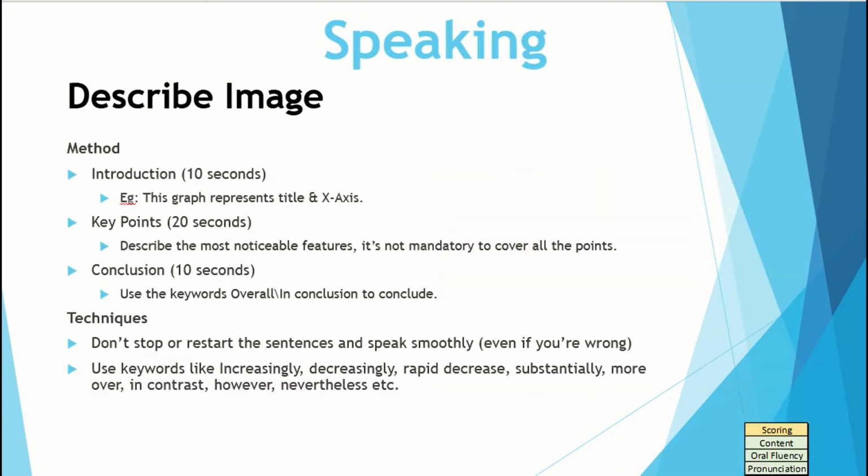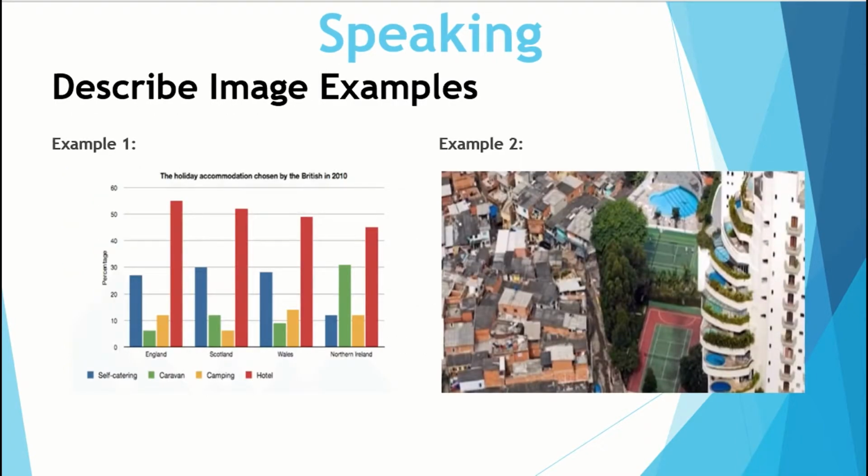Now we move on to the key points, which is the middle section. You could probably take somewhere between 15 to 20 seconds. Try to wind it up within 20 seconds so you have some time for the conclusion. All right. So like I told you earlier, you don't have to cover all the points. Just cover the most noticeable features. For example, you could speak about how hotels are the favorite kind of accommodation for people in British in the year 2010, followed by camping, caravan, and self-catering. Caravan is the most considered option for people from Northern Ireland.